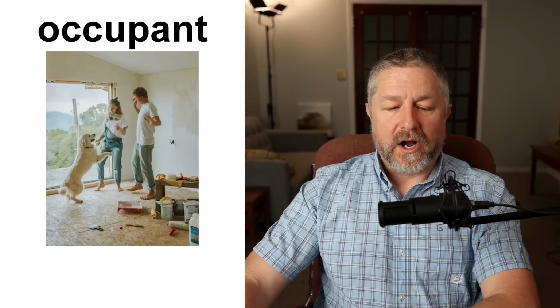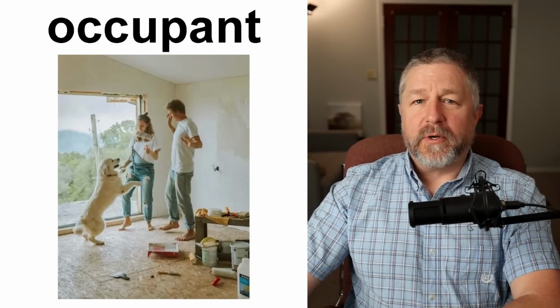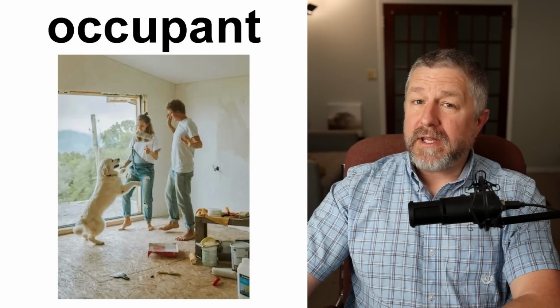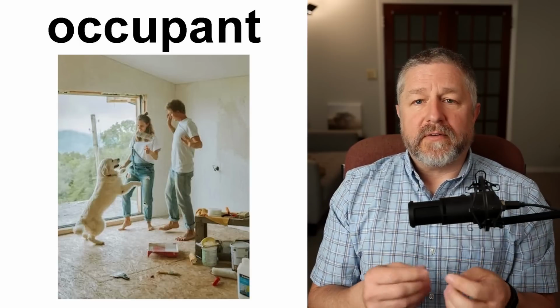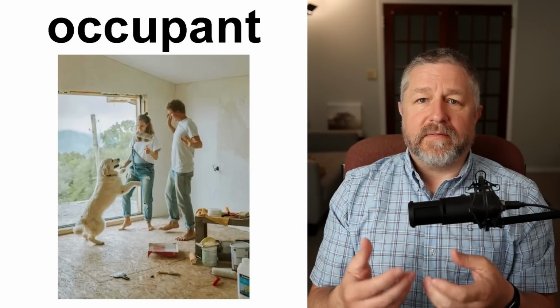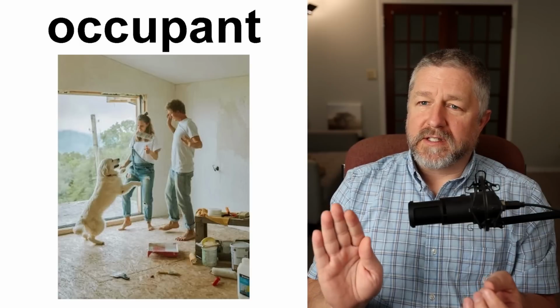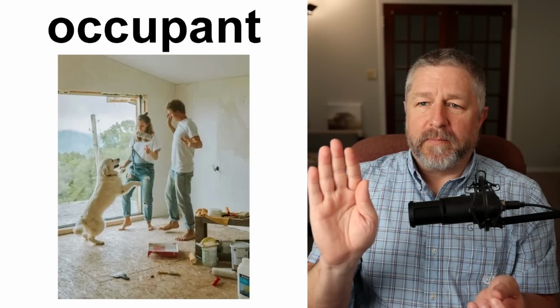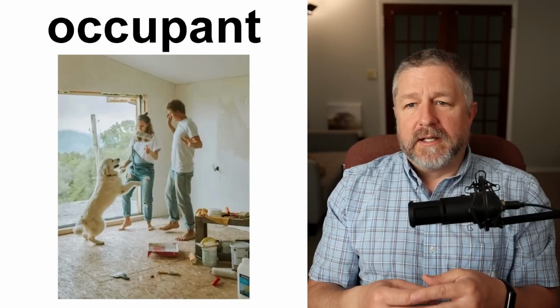Let me see here. Occupant. So this is a more formal term for someone who is in a building or even in a vehicle. So you could say this vehicle can have 7 occupants. That means it can have 7 people in it. This elevator, or lift if you're in Britain, has a maximum occupancy of 10 people. You can only have 10 occupants.